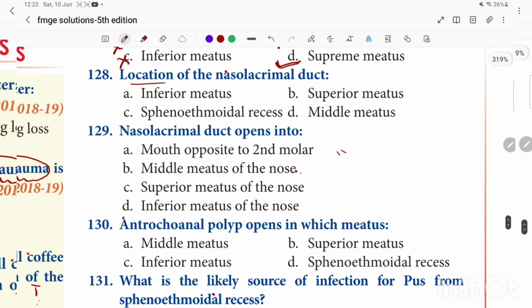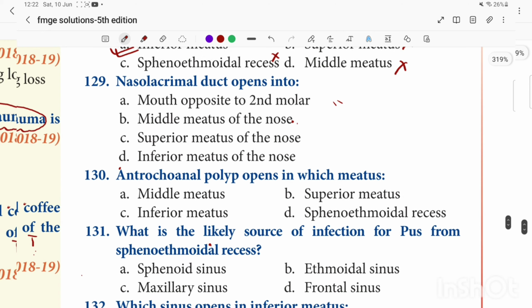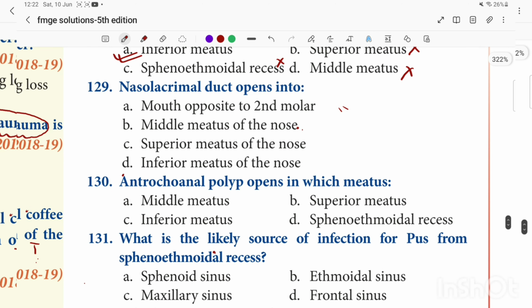Location of the nasolacrimal duct: is it the middle meatus, not; sphenoethmoidal recess, not; superior meatus, not; inferior meatus. The location of the nasolacrimal duct is the inferior meatus. The nasolacrimal duct opens into the inferior meatus of the nose.